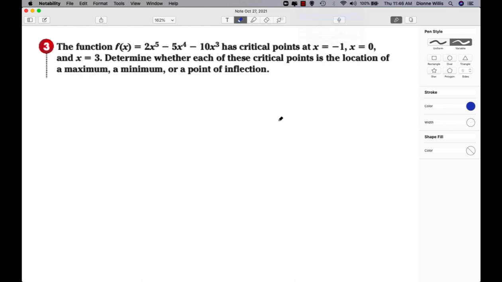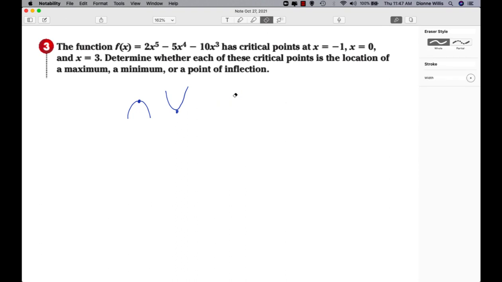Here in example 3, we're looking at this function and we're going to determine, and they give us that there are critical points at -1, 0, and 3. And we're going to determine whether each of these critical points is the location of a maximum, minimum, or a point of inflection. If you think about what those things look like, a maximum is going to be like this, a minimum is going to be something like this, and a point of inflection will be something more like this, where we've got this change in concavity.